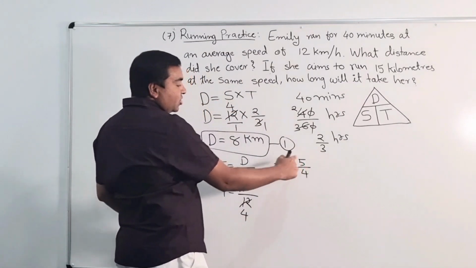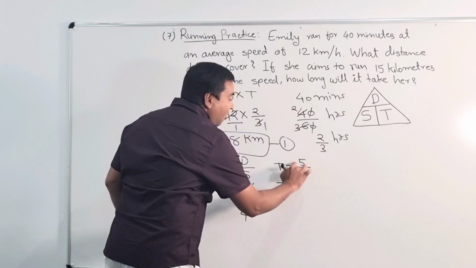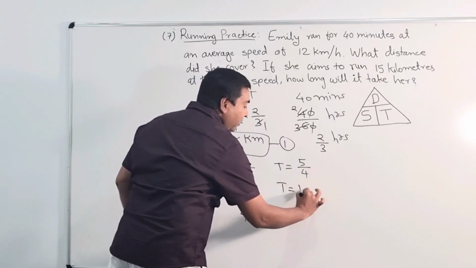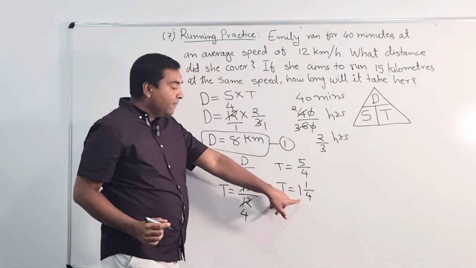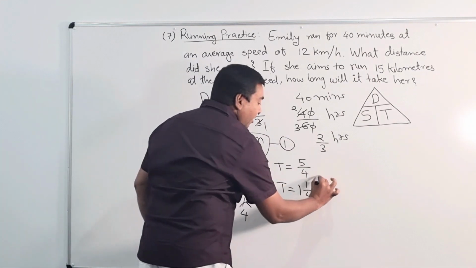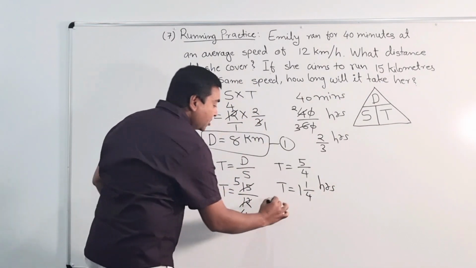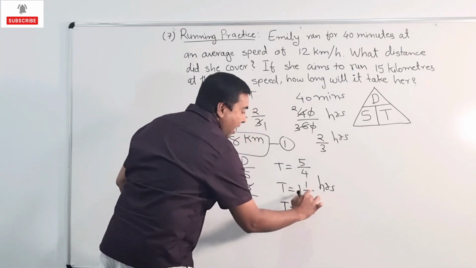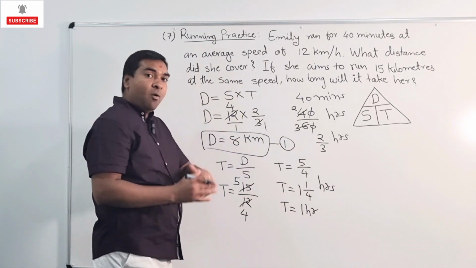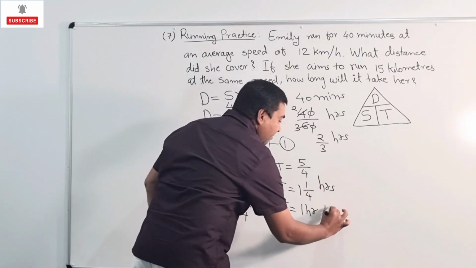And now I can change that into a mixed fraction. So 4 1s are 4. So 1 whole, and then 1 is a remainder over 4. So 1 whole and 1 quarter hours. If you want to change into minutes, you can change that as well. So basically that time is 1 hour and 1 quarter. 1 quarter, the whole thing is 60 minutes. So 1 quarter is going to be 15 minutes.